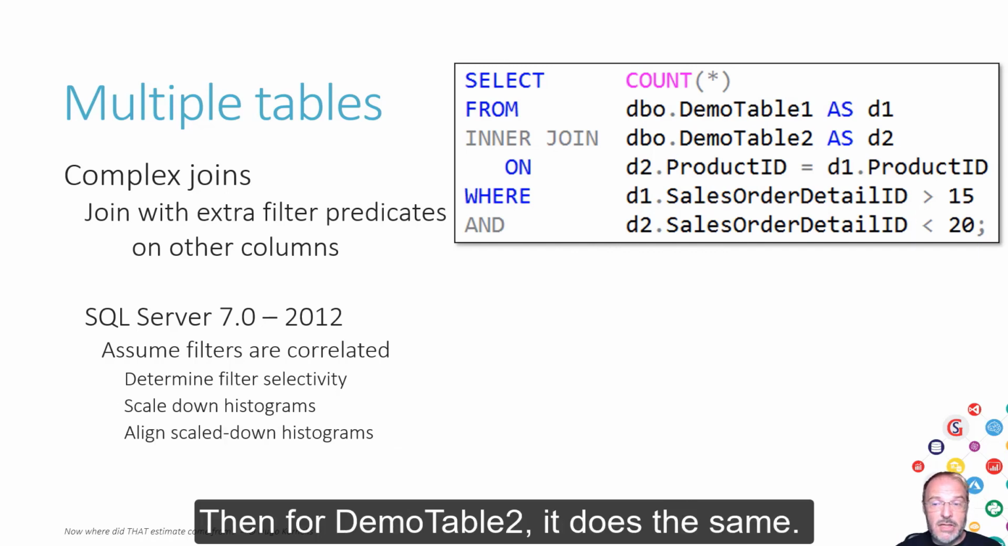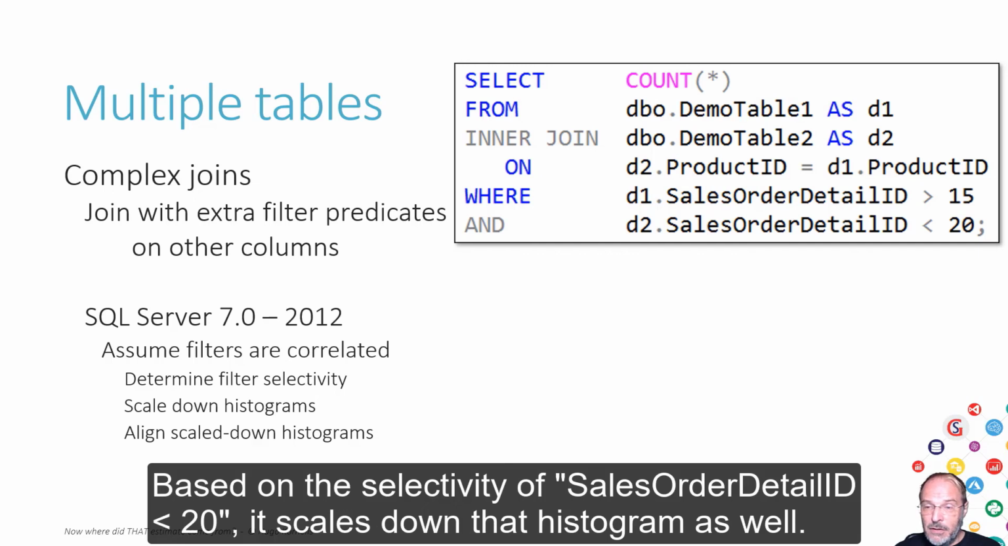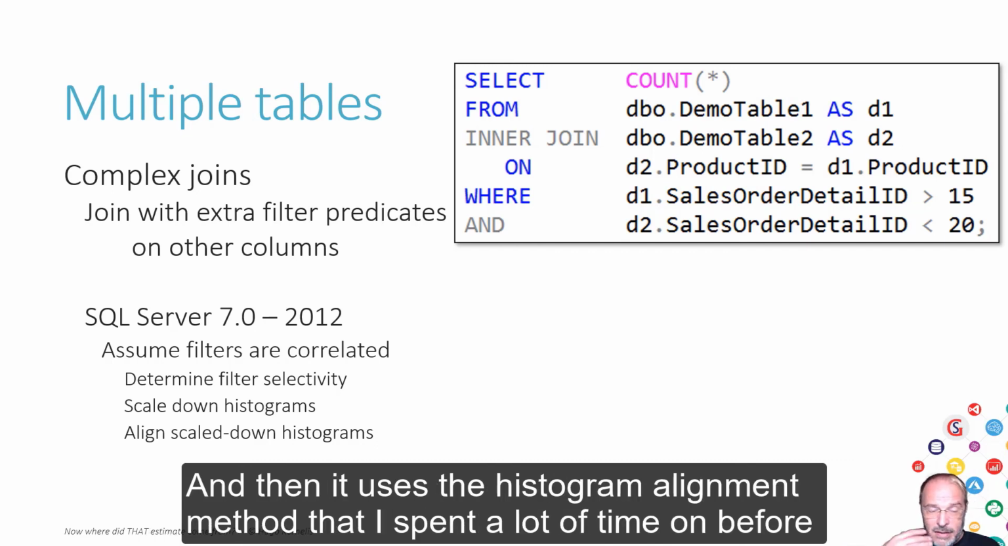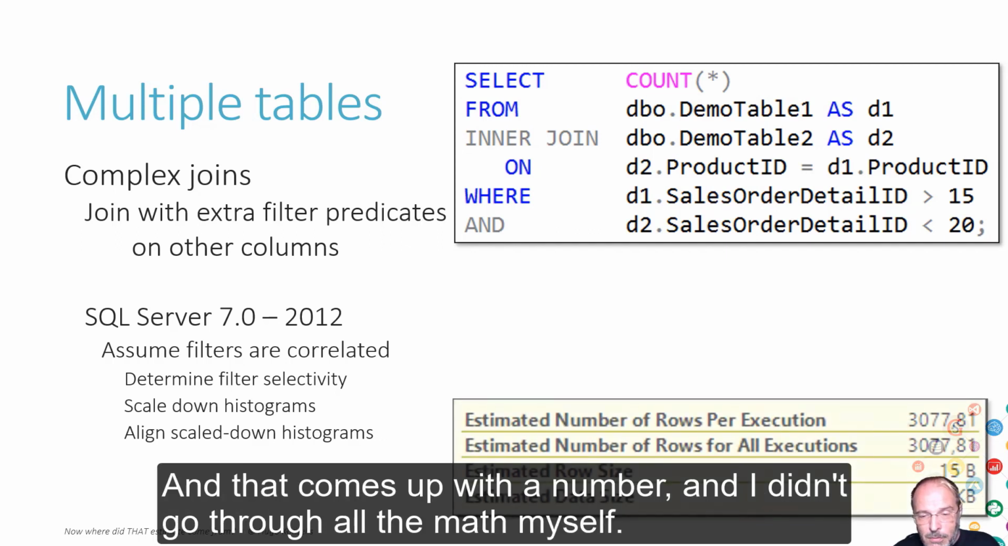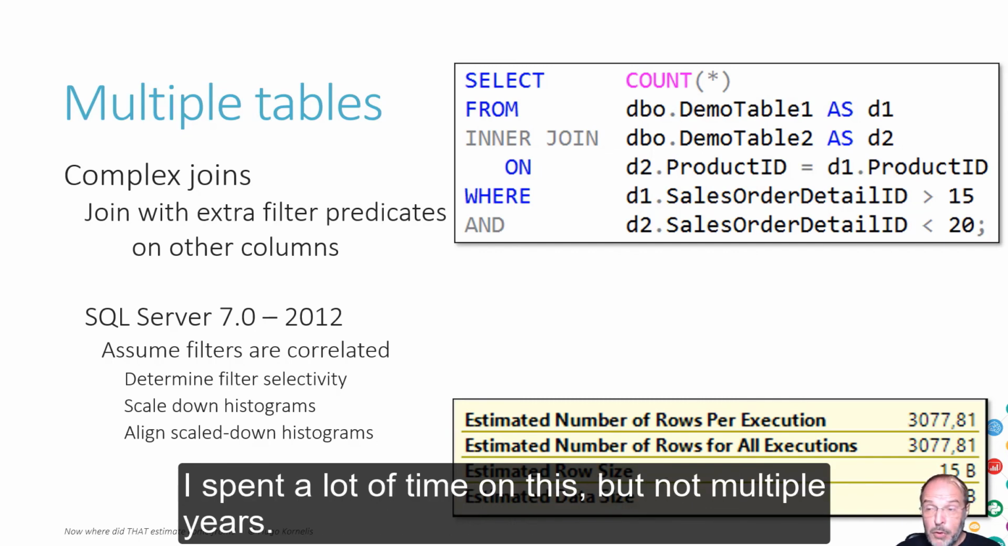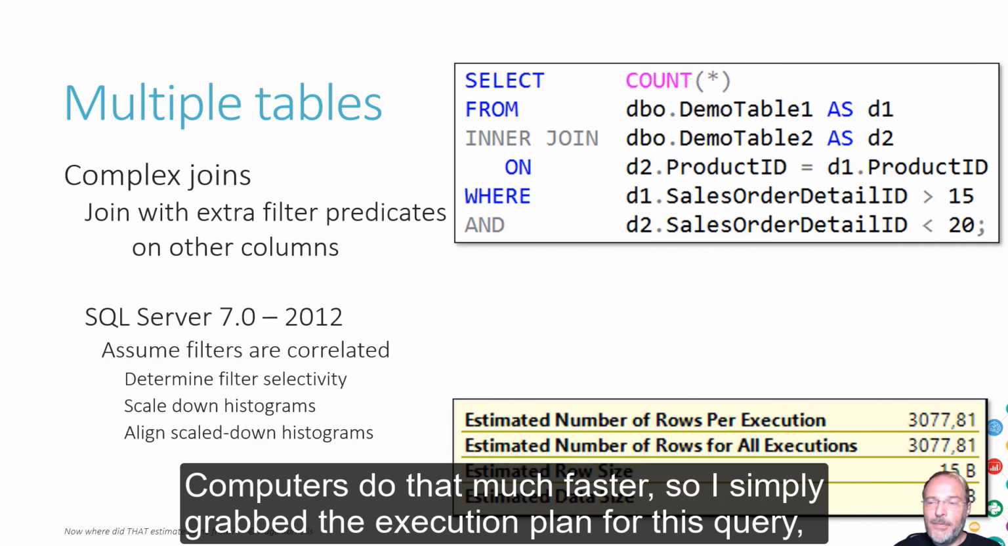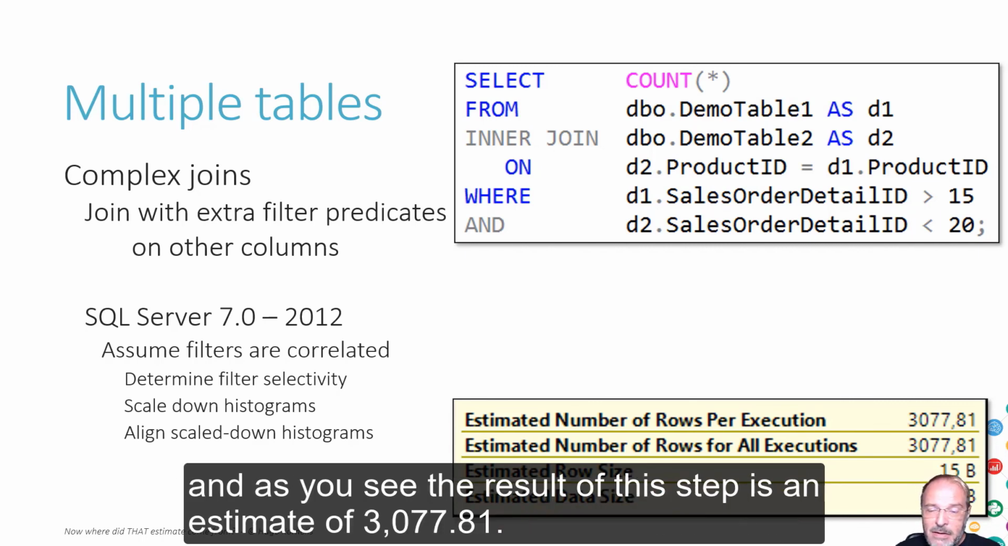Then for demo table 2 it does the same, based on the selectivity of sales order detail ID less than 20. It scales down that histogram as well. And then it uses the histogram alignment method that I spent a lot of time on before to predict how the two scaled down histograms can be aligned. And that comes up with a number. I didn't go through all the math myself. I spent a lot of time on this, but not multiple years. Computers do that much faster, so I simply grabbed the execution plan for this query, and as you see, the result of this step is an estimate of 3077.81.